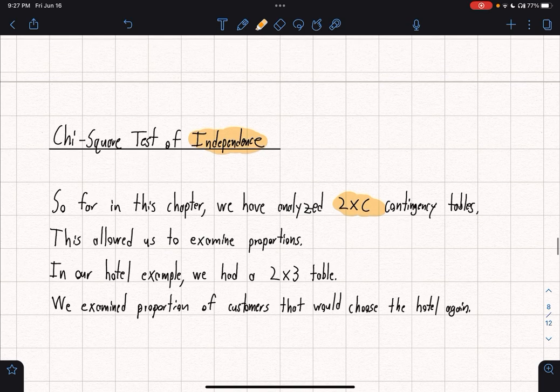So we've been using 2 by C contingency tables, and this allowed us to look into proportions, right? Because in that prior example, we were looking at the number of people who would return to this hotel out of the total number of customers, and that was a proportion. In that example, we had our 2 by 3 table, and we were looking at the proportion of customers that would choose the hotel again.